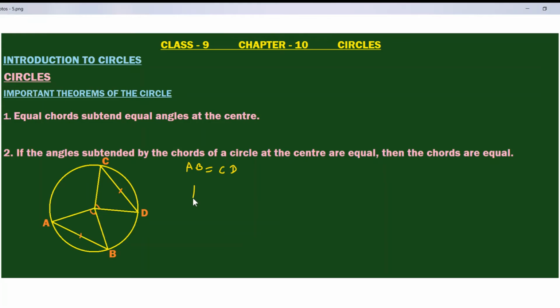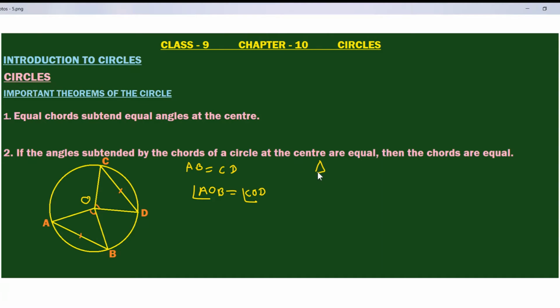So, angle AOB is equal to angle COD. We need to prove this. To prove this, I am going to take these two triangles. If I join these two points A and B to the center, and C and D to the center, I have got two triangles.